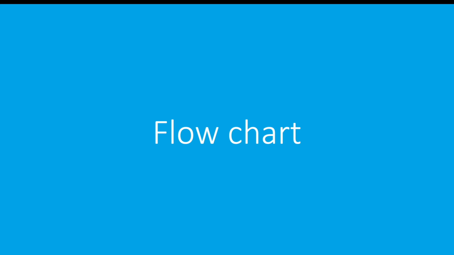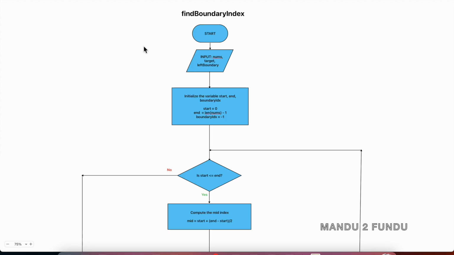Let's look at the flowchart. Input for the find boundary index function is the nums array, the target value, and the flag left boundary, which indicates whether we are looking for the starting position or end position. If the left boundary is true, this procedure will try to find the start position of the target value. If this is false, this procedure will find the end position of the target value.